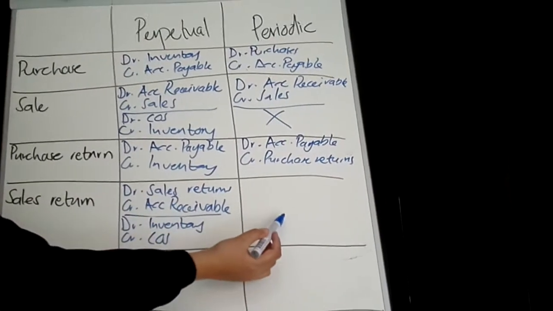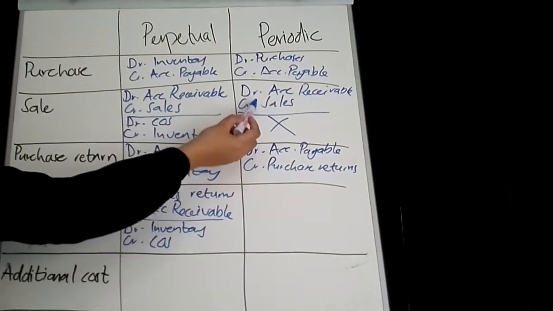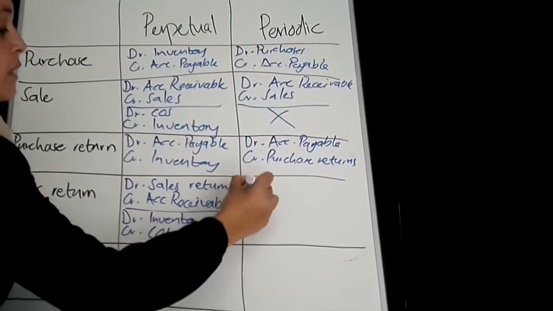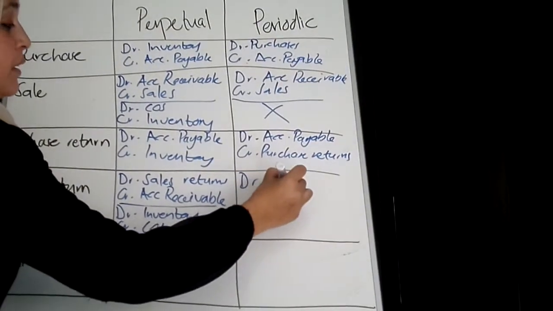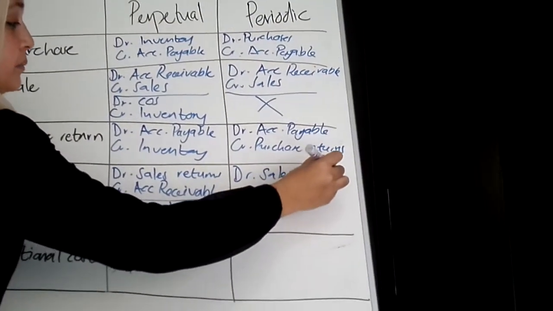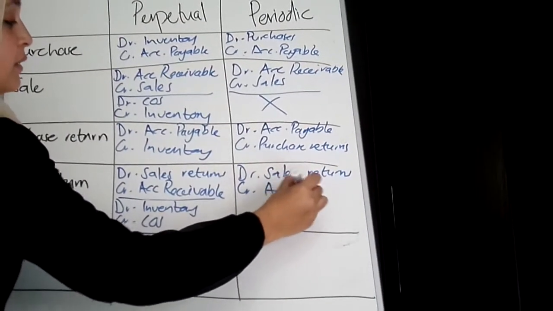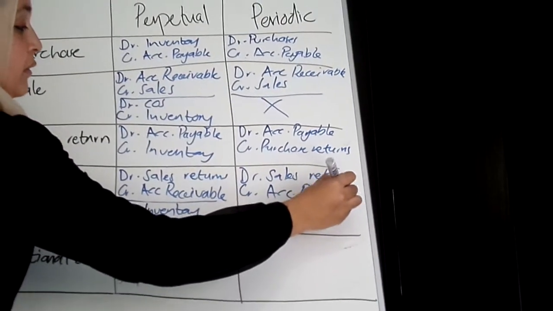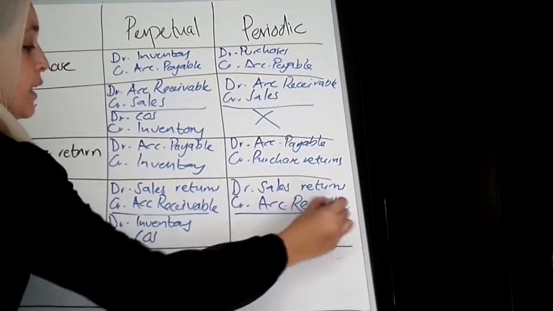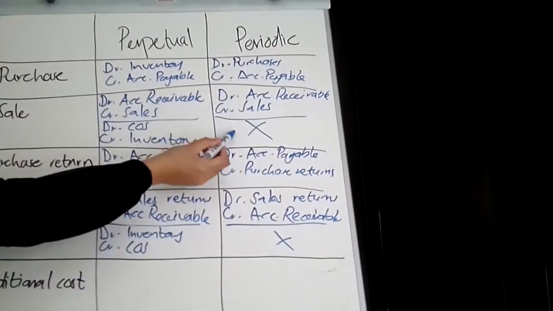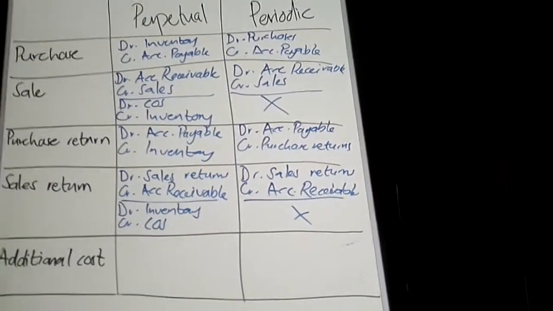For the periodic method again, we'll go back to when we sold the inventory and we'll do the opposite. So we will debit sales returns and we will credit accounts receivable, and there is no second entry because there was no second entry when we sold the inventory.